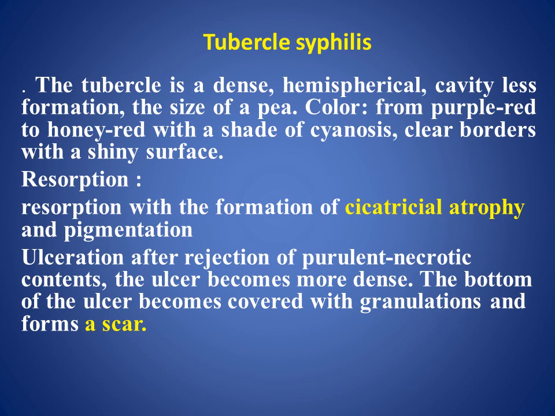Resorption with the formation of cicatricial atrophy and pigmentation. Ulceration: after rejection of virulent necrotic contents, the ulcer becomes more dense. The bottom of the ulcer becomes covered with granulation and forms a scar.